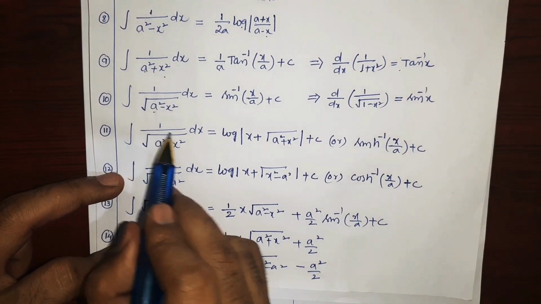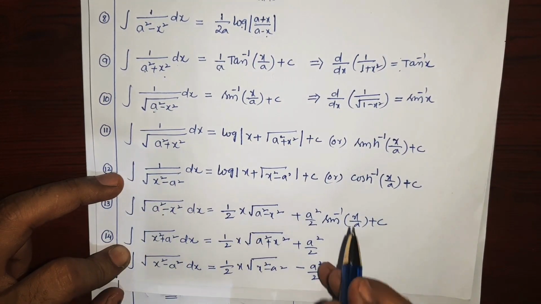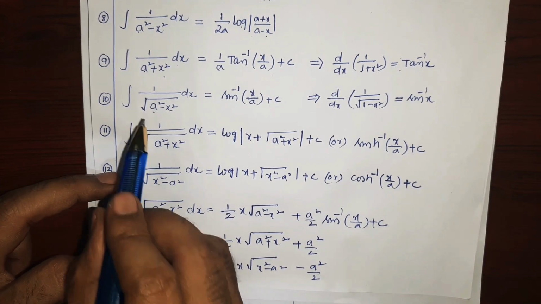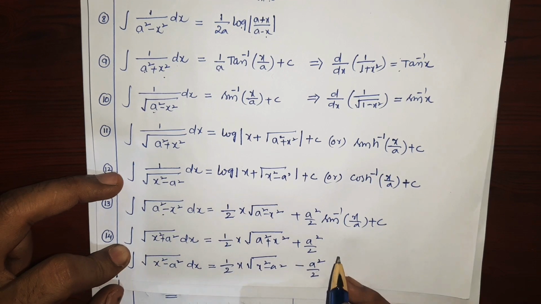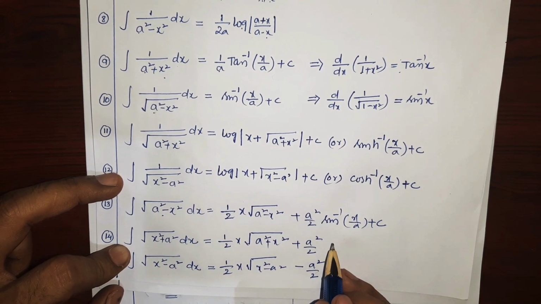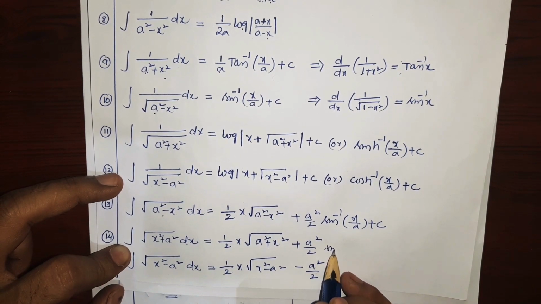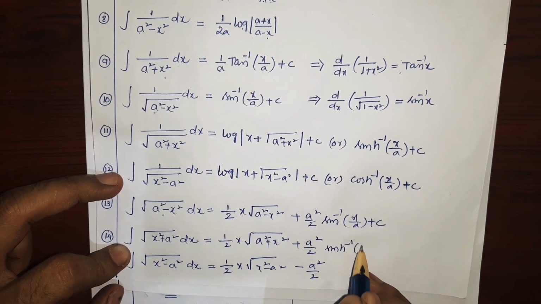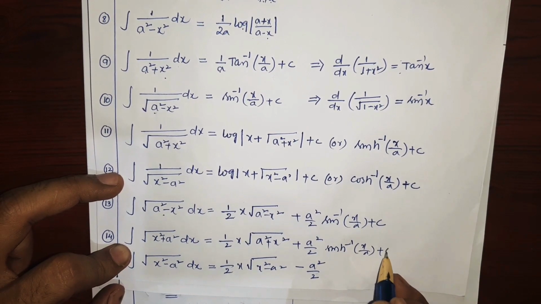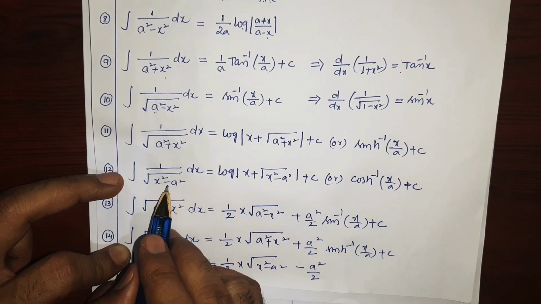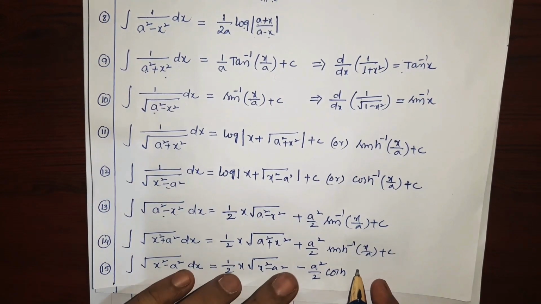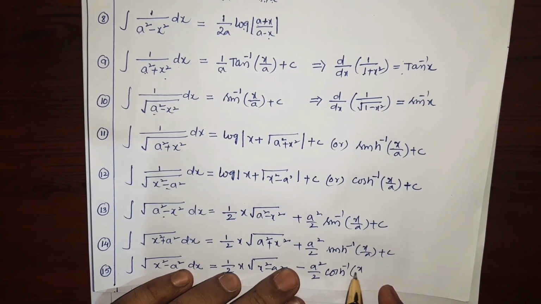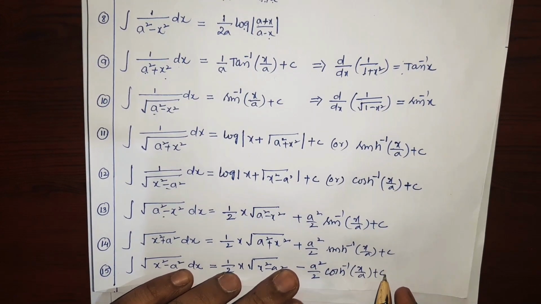The result of 1 by under root of x square plus a square is what? The result of 1 by under root of x square plus a square is equal to sin h inverse of x by a plus c. And the result of 1 by under root of x square minus a square is what? Cos h inverse of x by a plus c.